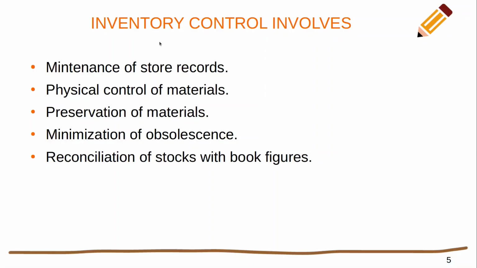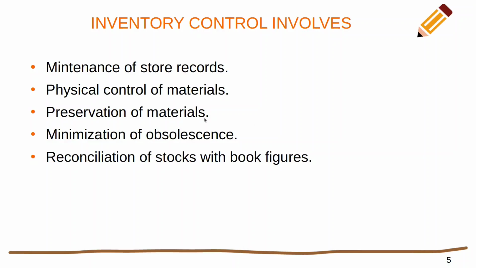Inventory control involves maintenance of store records. Maintaining the records in the main store, where the equipment is purchased and kept. From there, all the wards will receive the stocks. Maintenance of store records, physical control of materials physically in that store. Inventory control involves control of the material. If any ward asks for any item, they issue it. For the remaining stock, they again check and maintain the records.